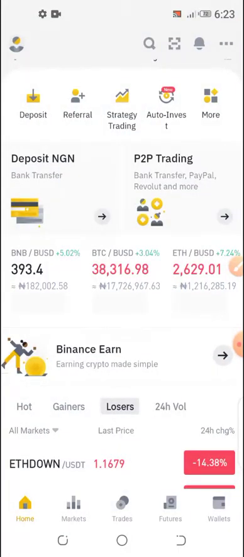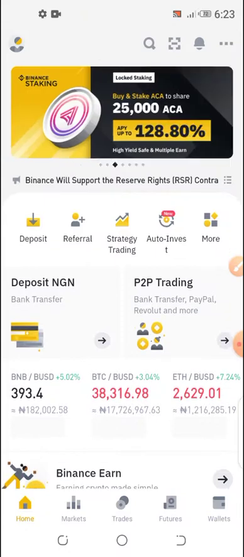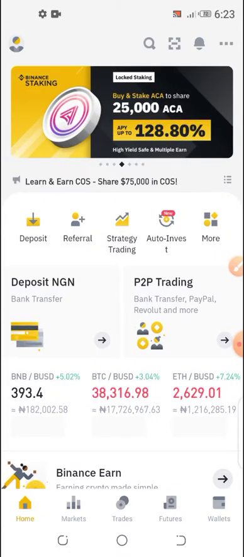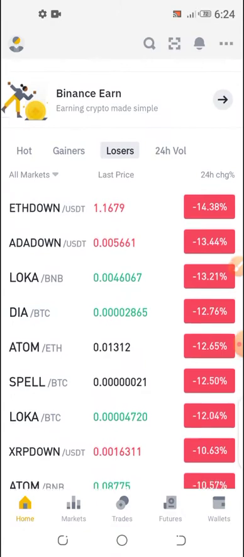Now for smooth recording, I've put off my data. Now when you open your Binance app, of course after installing, downloading, registering and getting verified, this is what you will see generally, your home screen.